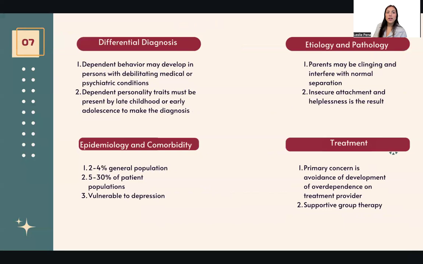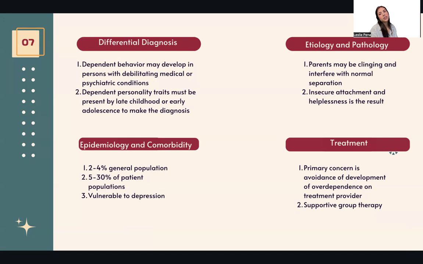Dependent behavior may develop in people with debilitating medical or psychiatric conditions. Dependent personality traits must be present by late childhood or early adolescence. It affects 2 to 4% of the population and 5 to 30% of the patient population. They are very vulnerable to depression. Parents may be clinging and interfere with normal separation. Insecure attachment and helplessness is a result.